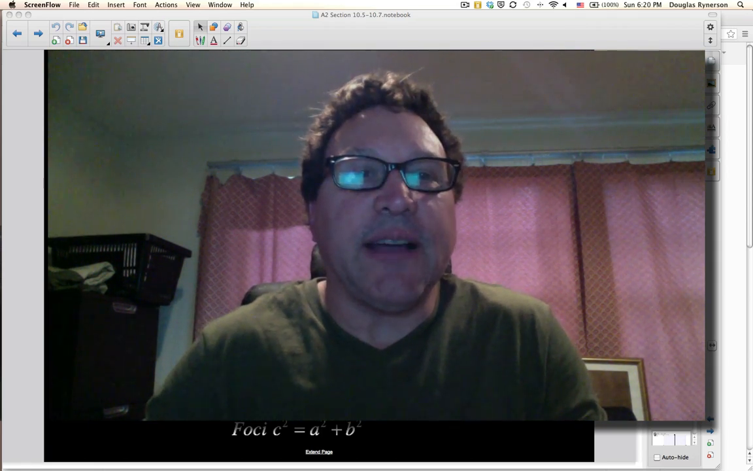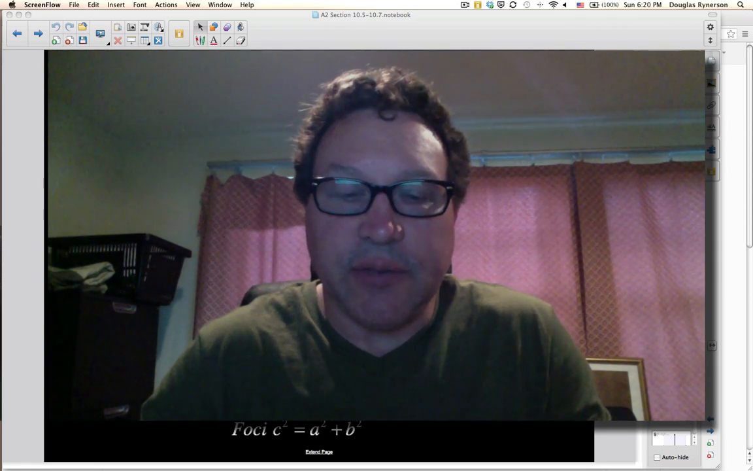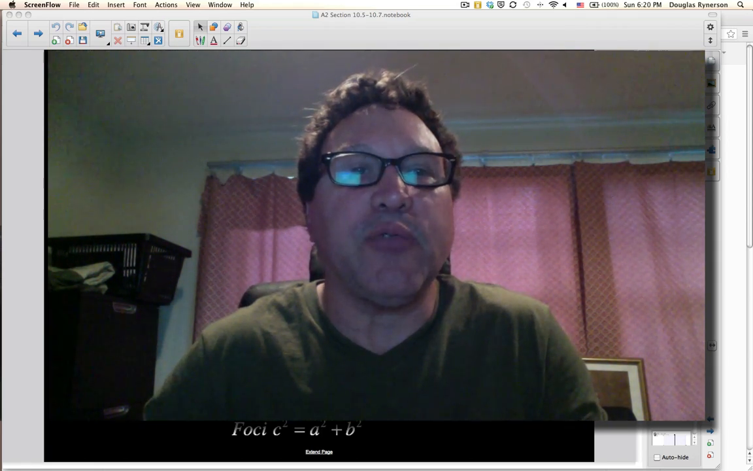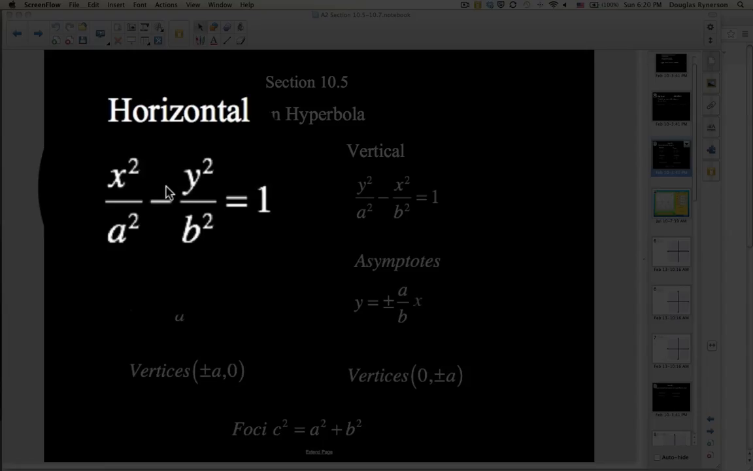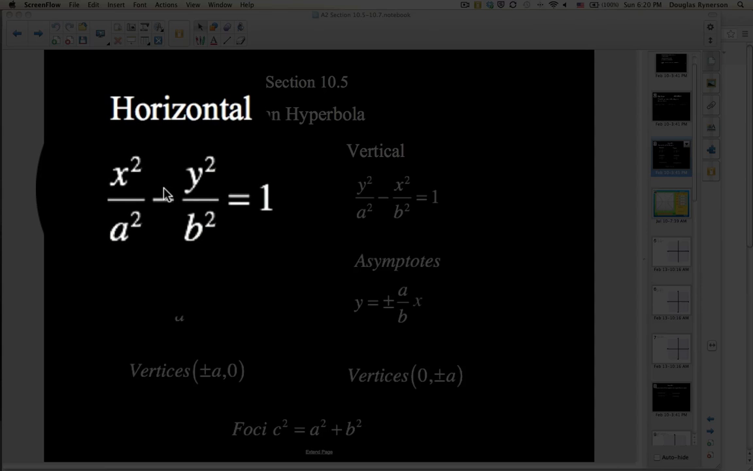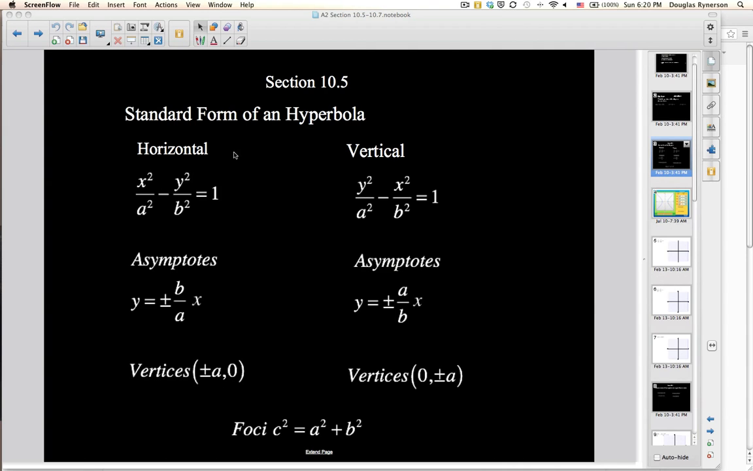Section 10.5 continues our study of conic sections by examining the form of the hyperbola. And here we have our standard equations when you are in standard form, when you're centered at 0, 0. So you'll notice there's no h and k at the moment. Right, so we have vertically oriented hyperbola and horizontally oriented hyperbola like we had with ellipses.